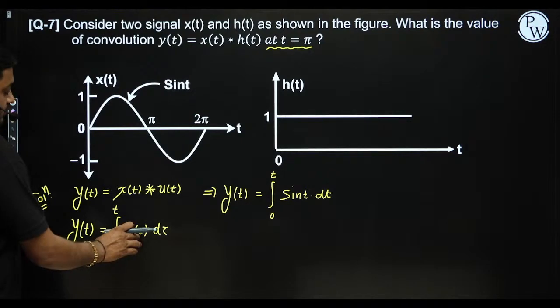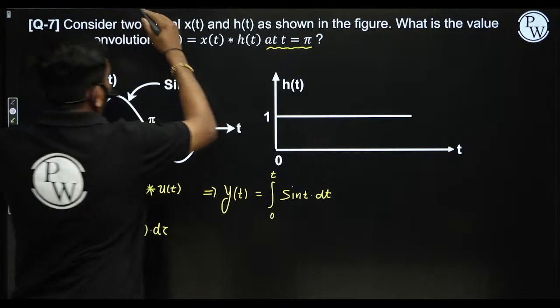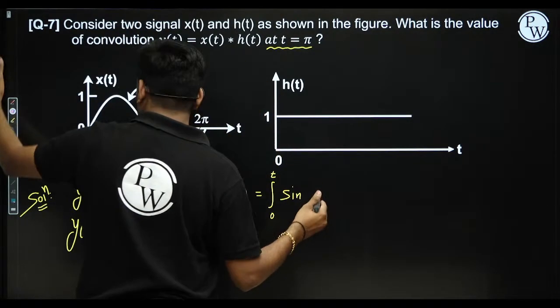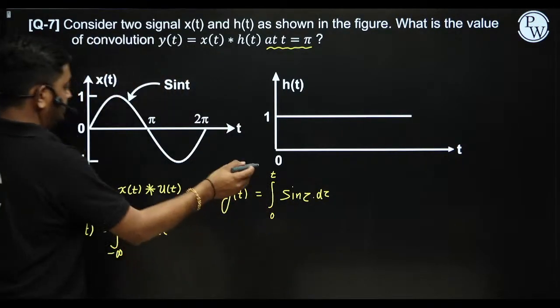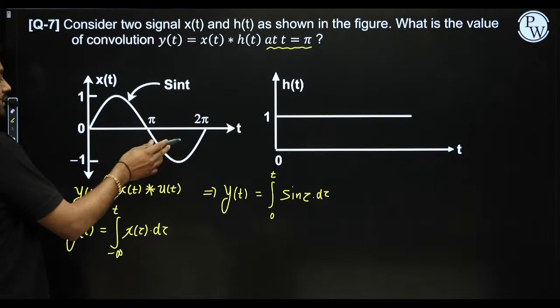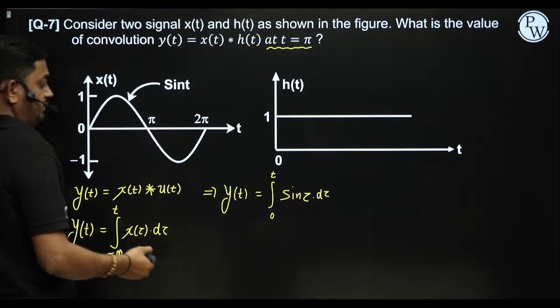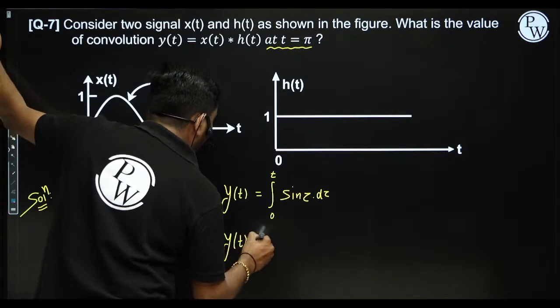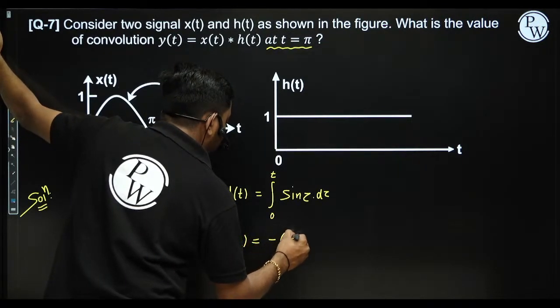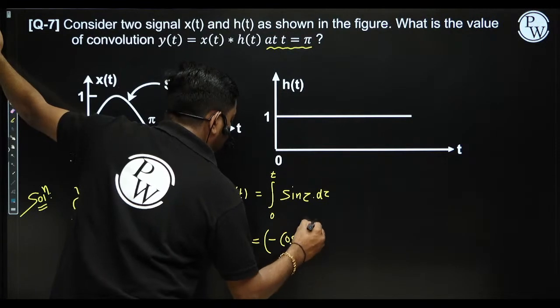If you put x of tau equal to sin tau, with variable tau, sin tau d tau, then the limit will be 0 to t, because this is also a causal signal. This is also only for positive time. So here y of t will be minus cos tau, with limit 0 to t.